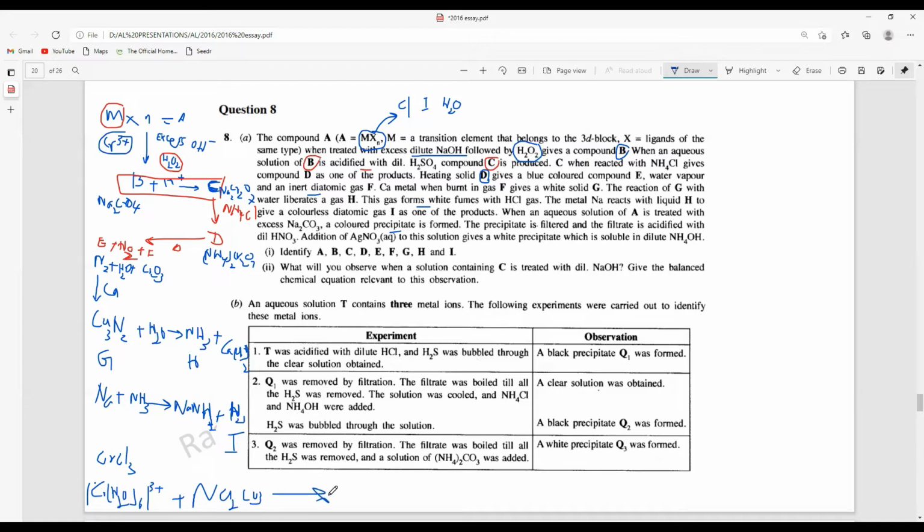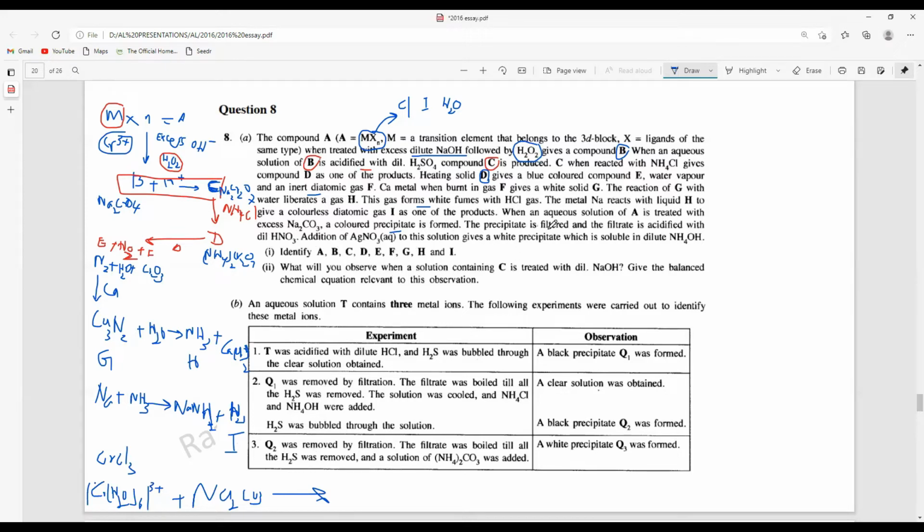Chromium carbonate is going to form when you treat this with sodium carbonate, which is a little bit basic in nature, and when you have done the precipitation, you can imagine what is going to form. Okay, and everything is here in the description.